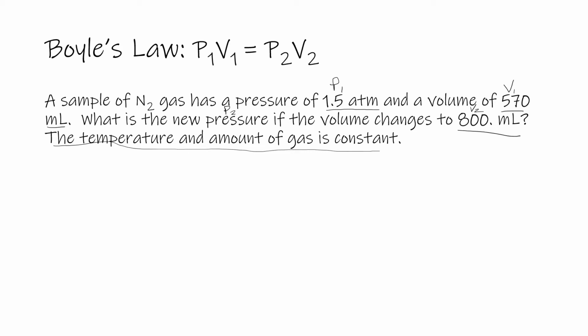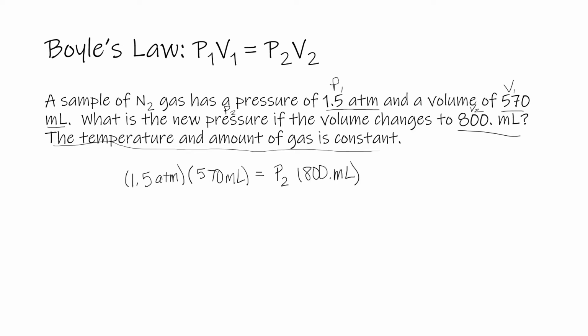Now that we've decided what is what in our problem, let's plug those values into Boyle's law. So P1 is 1.5 atmospheres, and volume 1 is 570 milliliters. And that is going to be equal to pressure 2, which is what we're looking for, so we'll leave that just as P2, and volume 2 is 800 milliliters.